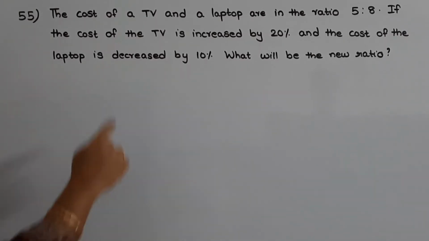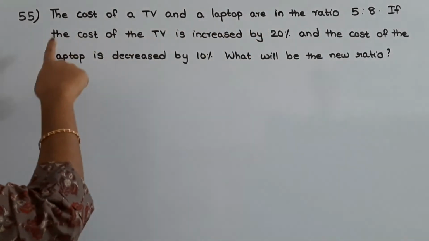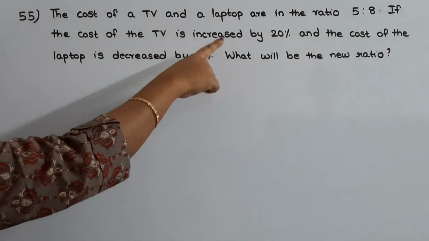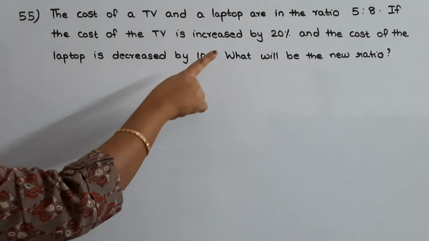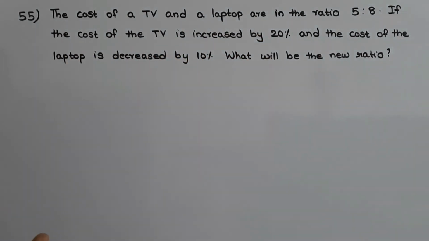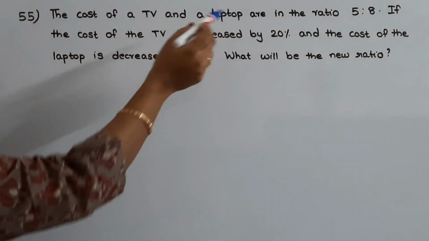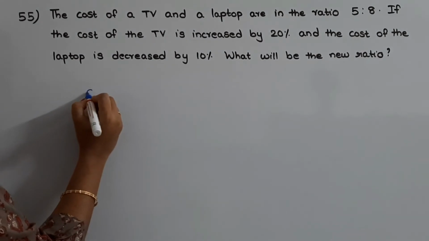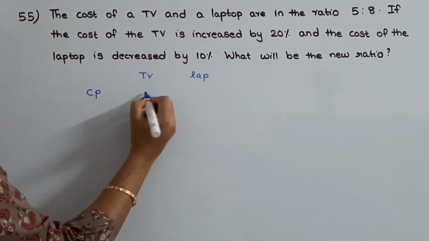The next question is, the cost of a TV and a laptop are in the ratio 5:8. If the cost of the TV is increased by 20% and the cost of the laptop is decreased by 10%, what will be the new ratio? In this question they have given the ratio of the cost price of TV and laptop. The ratio is given as 5:8.